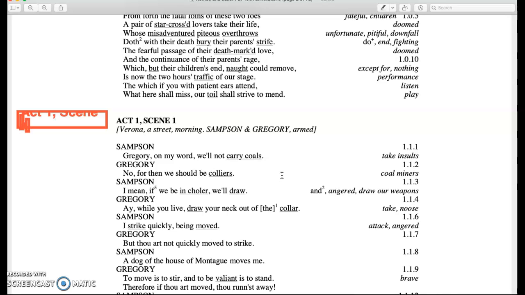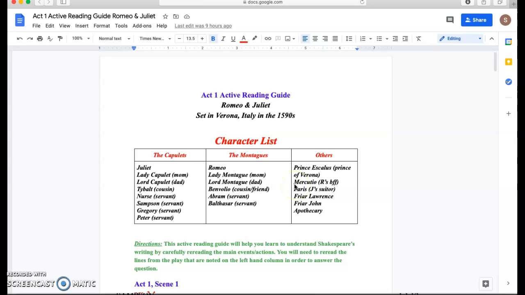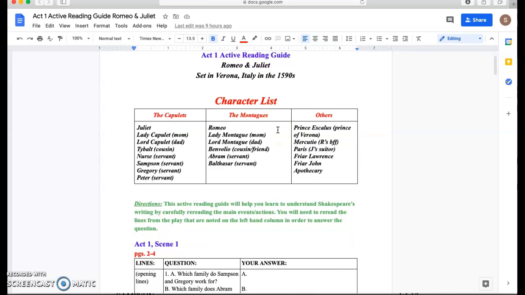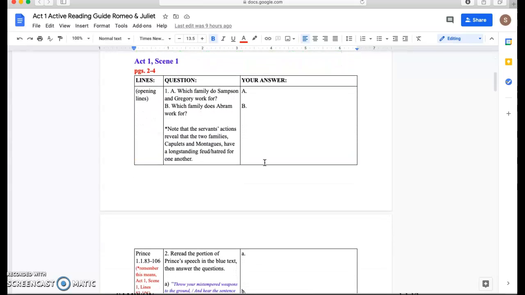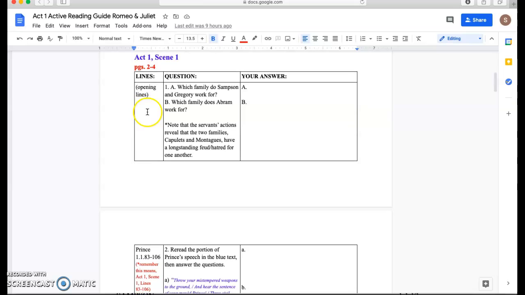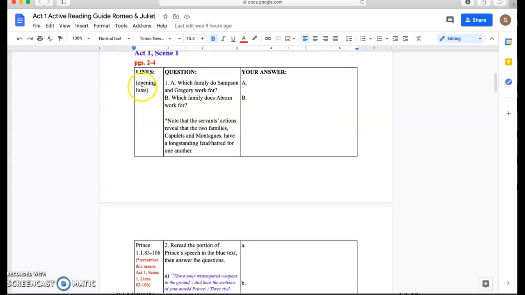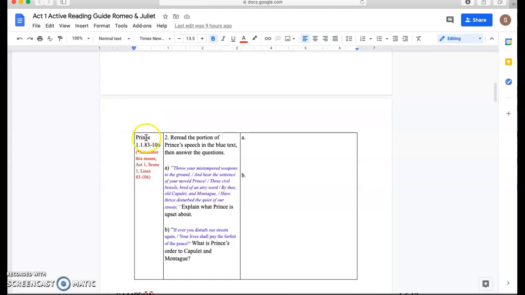Now I'm going to show you the active reading guide. You'll download this active reading guide. It is for you to be actively reading and trying to understand as we read. You'll see, okay, here's my little character list for you again. That's just conveniently located for you to reference. And as you read, we're going to stop periodically. Okay, we need to figure out, what's going on in these lines. Okay, this I don't have any lines for, but you'll see here. Okay, Prince's line, you're going to look back to lines 83 through 106 here.